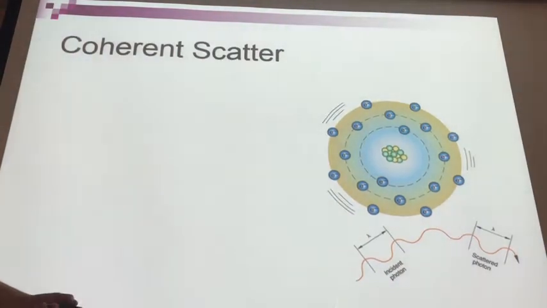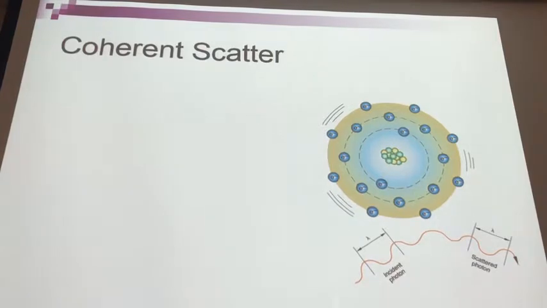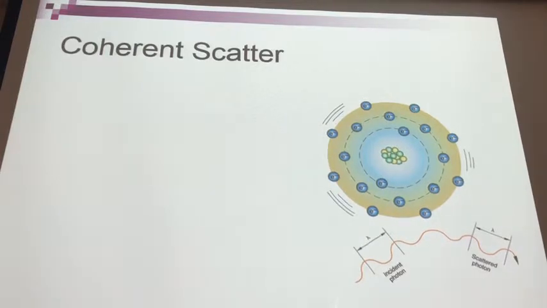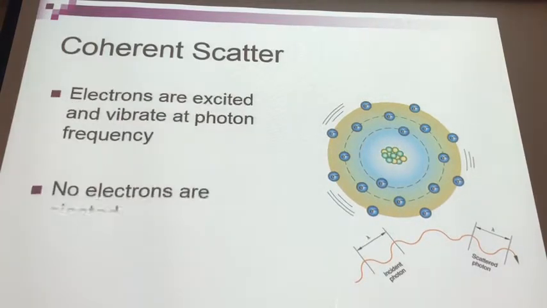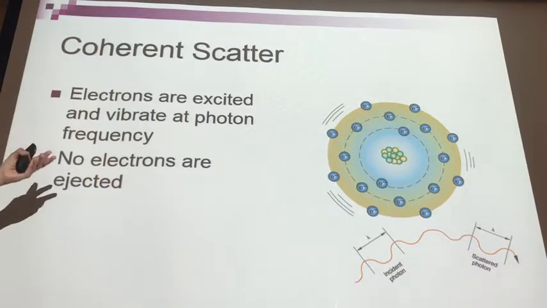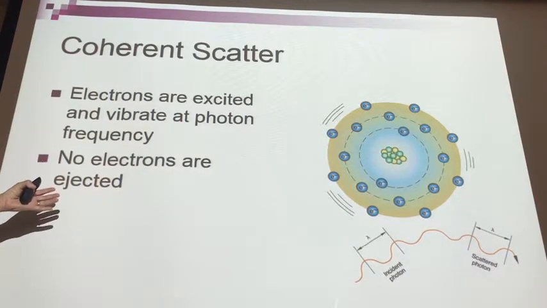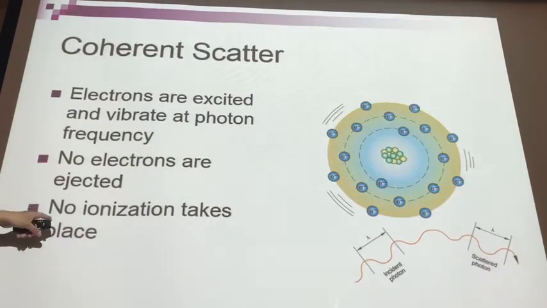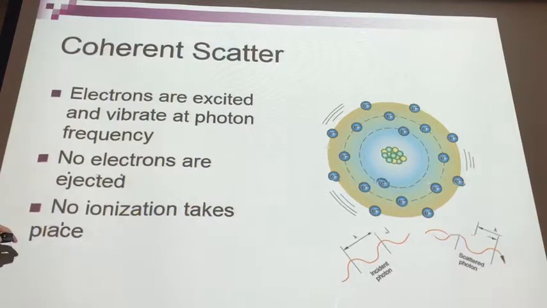It actually says it creates secondary radiation, coherent. We're getting there. Now with coherent, take a look, we have two types: Thomson and Rayleigh. And there is no ionization. That's important, remember that.